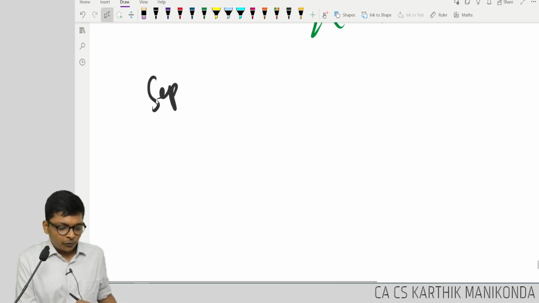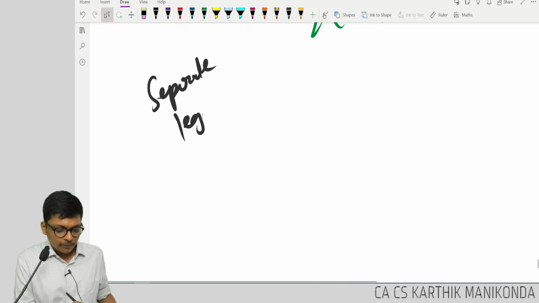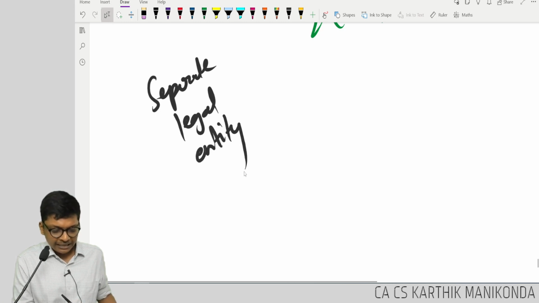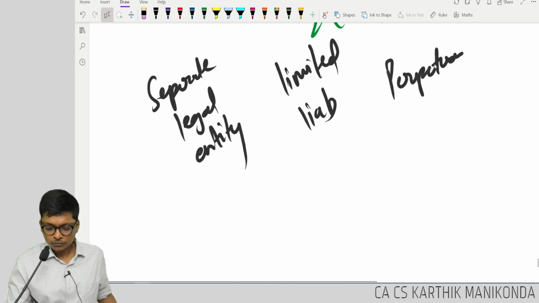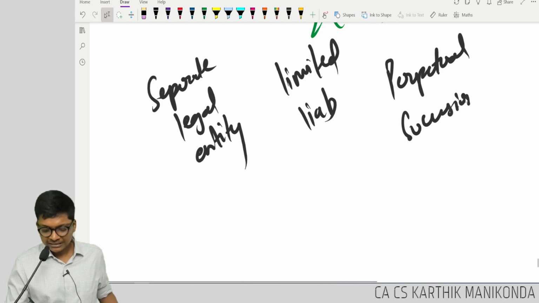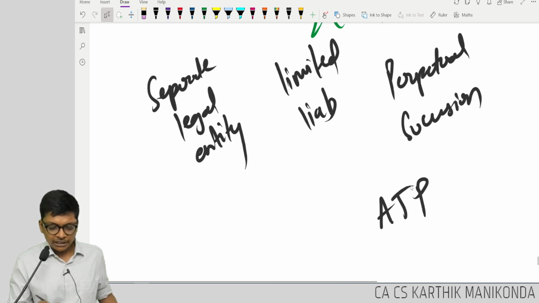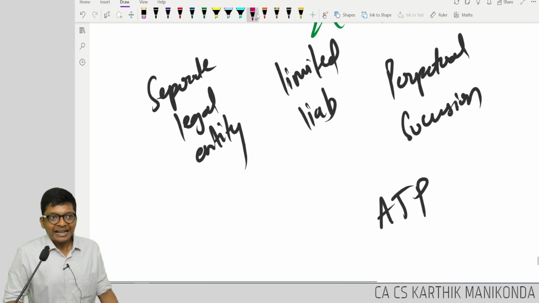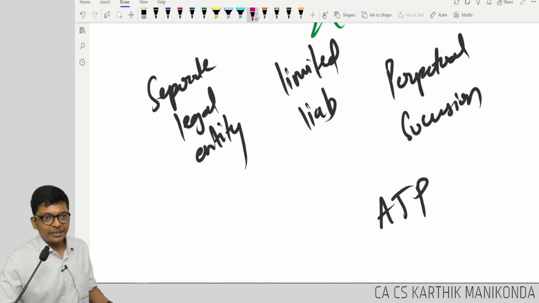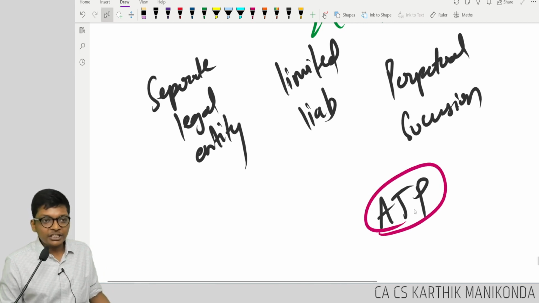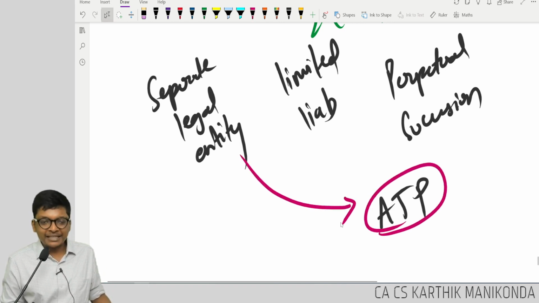These terms are from foundation: separate legal entity, limited liability, perpetual succession, artificial judicial person. A company's basic features are all of this. Normally, for foundation, I'll take half an hour for this, but just 5 minutes, I'll brief through these points. Artificial judicial person comes from the term separate legal entity.